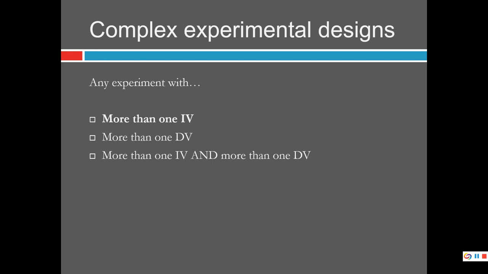But for the most part, what people mean when they talk about this is more than one independent variable. And that's what I'm going to be focusing on in the examples that I have here today. So for our purposes, complex experimental designs, for the most part, means more than one independent variable.